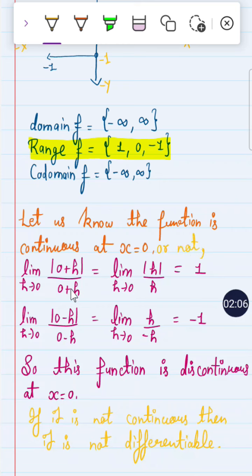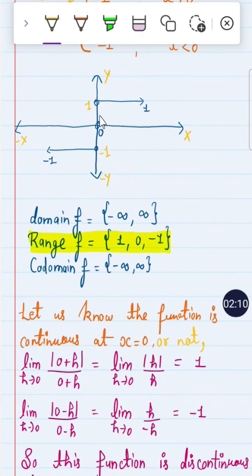firstly 0 plus h upon 0 plus h, right? For this, firstly we have to go in the positive direction. So for 0 plus h, mod of 0 plus h is mod of h upon h. The h cancels out, and it gives you 1. For 0 minus h, when you go to the left, the negative side, then mod of 0 minus h upon 0 minus h equals h upon minus h, so it is minus 1.